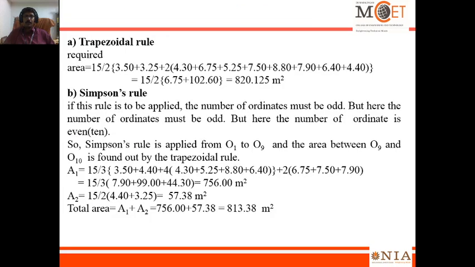I hope you have understood the calculation of area. Try to answer the questions asked in the quiz.